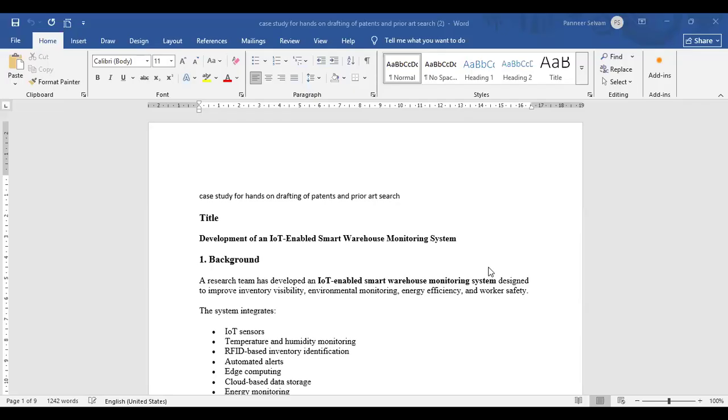So in this session, we will undertake a practical and hands-on case study on patent drafting and prior art search. The objective is to understand how an engineering or research idea can be systematically transformed into a patent-oriented technical disclosure and subsequently into a preliminary patent claim. Our case study title is Development of an IoT-enabled smart warehouse monitoring system. Let us discuss the background behind it.